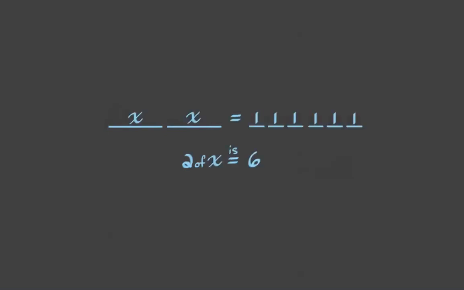Let's get started. If I told you 2 of an unknown was 6, then you would probably say that half of the unknown must be 3. This is the big idea for solving for variables whose coefficients are not 1. You divide by the coefficient.